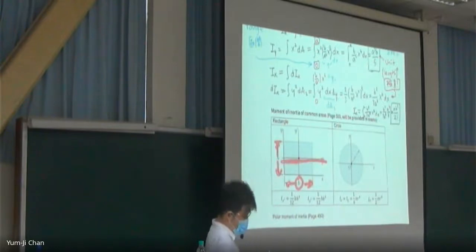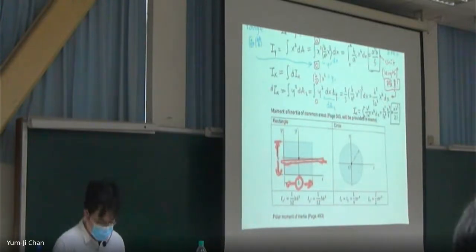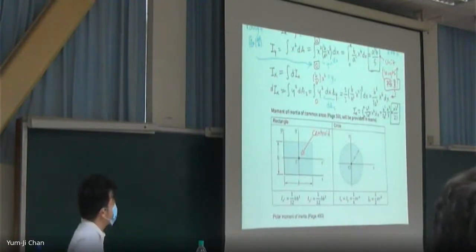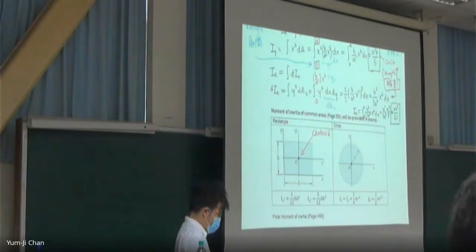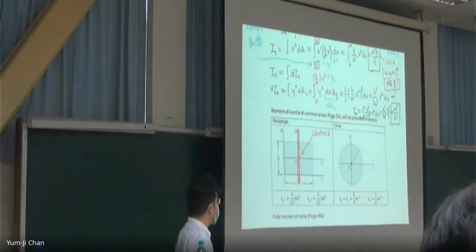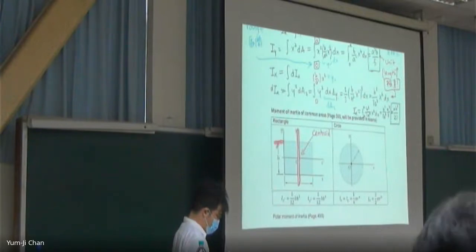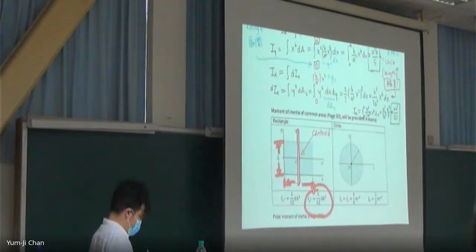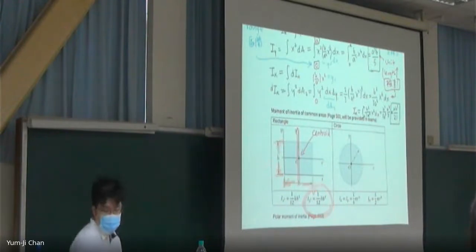If the axis is x prime here, which goes through the centroid, and if the axis is y prime, of course you can imagine the width of the rectangle will become h, and the height will become b. So for the axis y prime, the moment of inertia will be h times b cubed over 12.